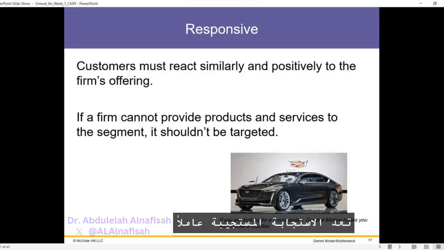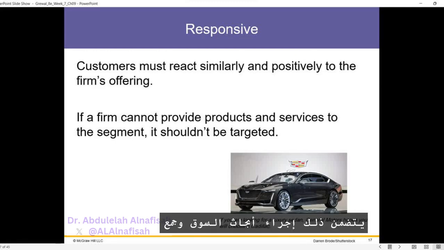Responsiveness is a crucial factor in market segmentation. It refers to the company's competence and ability to understand and satisfy the specific needs and preferences of the target segment. Without the capability to respond effectively to the needs of the target market, there is no benefit in targeting that segment. To be responsive, a company needs to have the necessary resources, knowledge, skills, and infrastructure to develop and deliver products or services that align with the needs of the target segment.